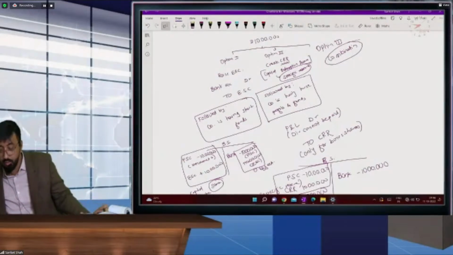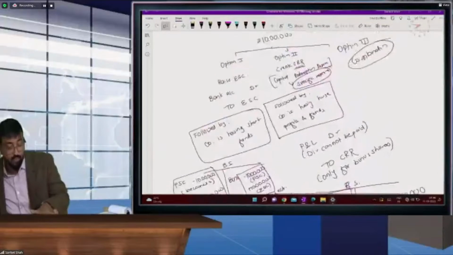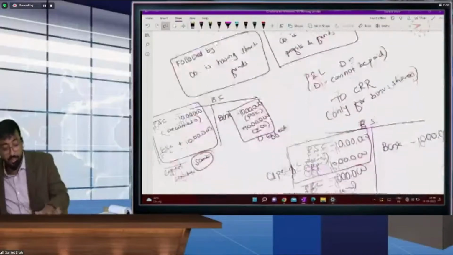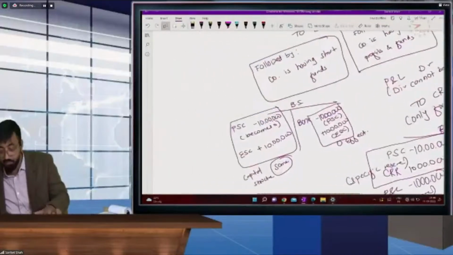CRR is shown under the head reserves and surplus. Harini ji, what does capital structure maintenance mean? It is only applicable to preference share capital. Yes, beta. Capital structure maintenance means, Harini ji, please watch my previous sessions if possible.